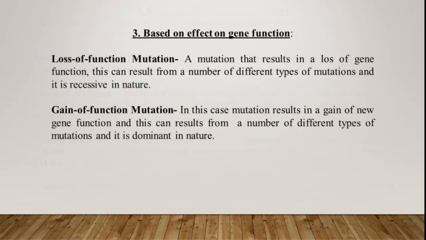Next parameter is effect on gene function. Under this parameter, there are two types of mutation, that is loss of function mutation and gain of function mutation. What is loss of function mutation? A mutation that results in a loss of gene function. This can result from a number of different types of mutation and generally it is recessive in nature.